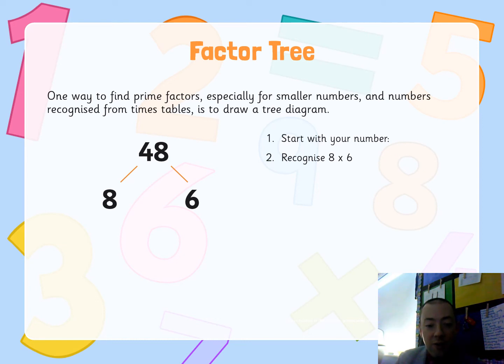What we've got here, 48, 8 times 6 is 48. So I've split 48 there into 8 and 6. Now neither 8 nor 6 are prime numbers, so they both need to be split further.